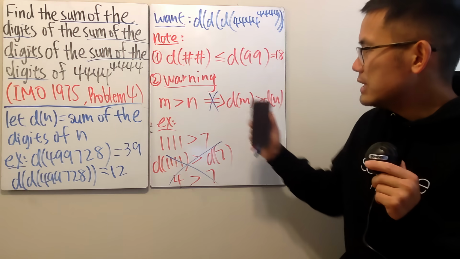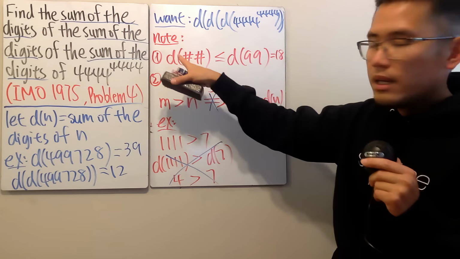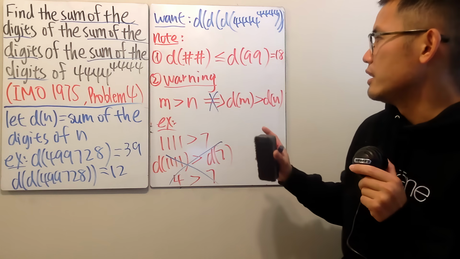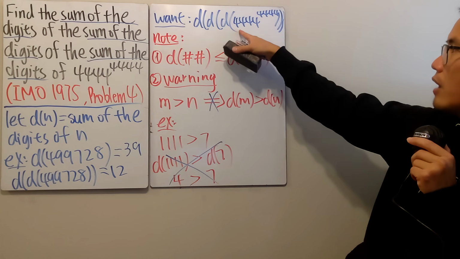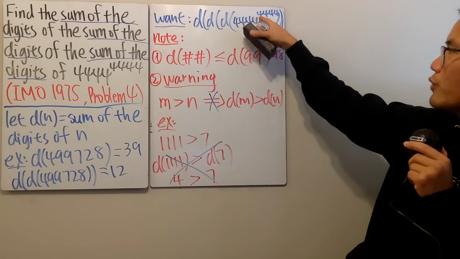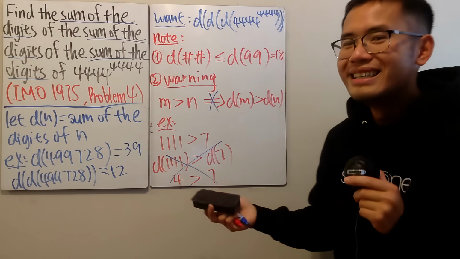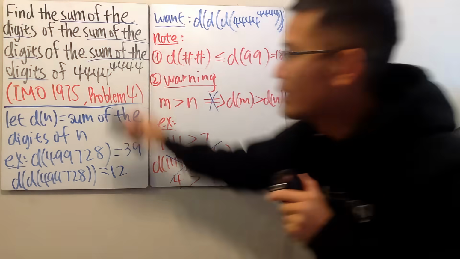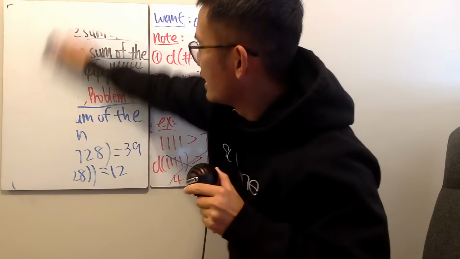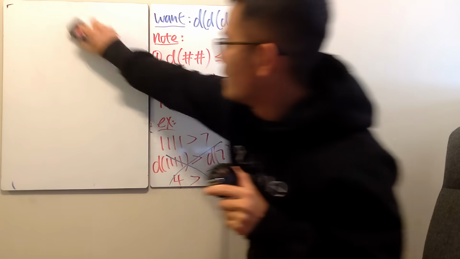Now, with this in mind, I'm going to use the first idea. I think it's a good idea to figure out how many digits there are for the number 4444 to the 4444 power, right? Because we can set up an upper bound for that, and that's pretty good. So now let me erase the board right here, and then let's get into this.